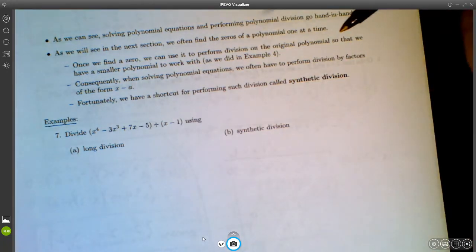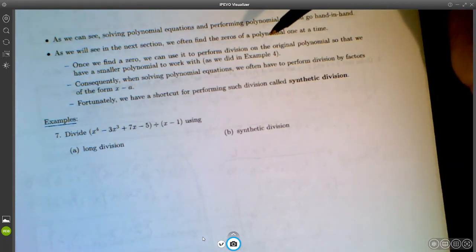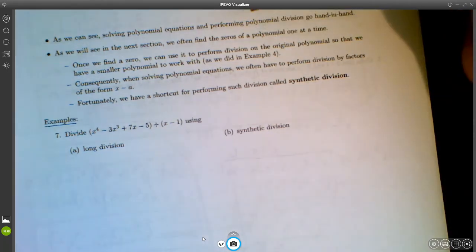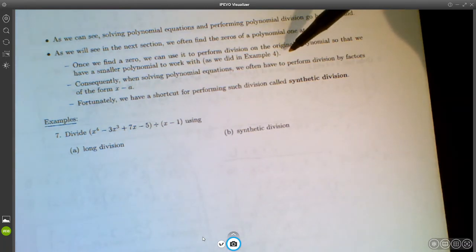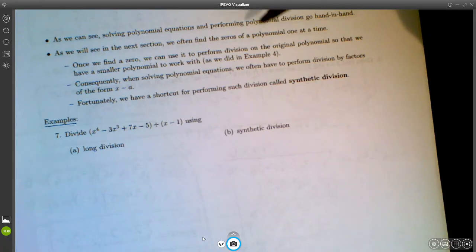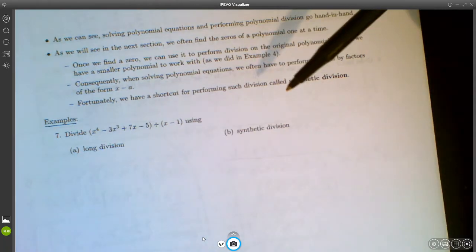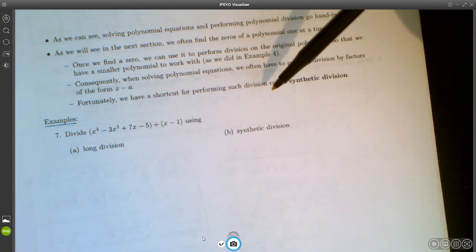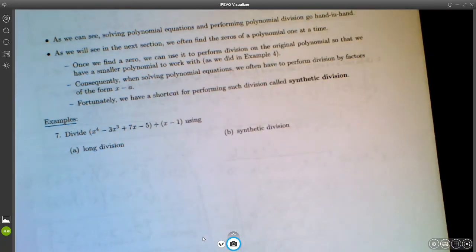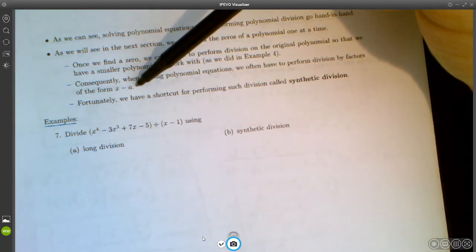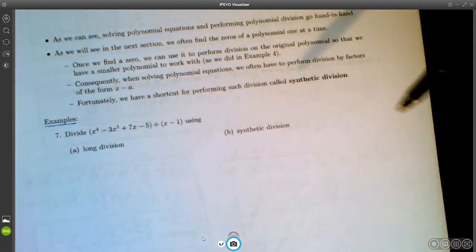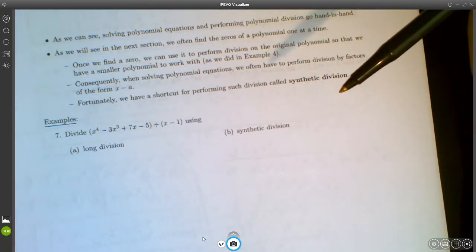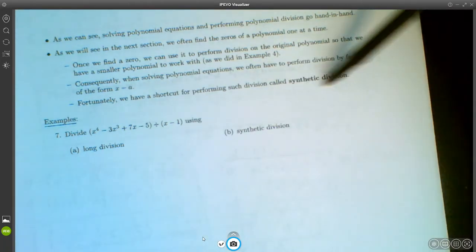In the next section, we talk about the rational zeros theorem, or the rational roots theorem, depending on who you're talking to. But the rational zeros theorem basically gives us a way to find the zeros of a polynomial one at a time. And then to find the remaining zeros, we end up dividing the original polynomial by the factor that we found the first time around. And so we end up doing a lot of division by factors of the form x minus a. So I'm going to introduce a shorthand way to do this, and it's called synthetic division.